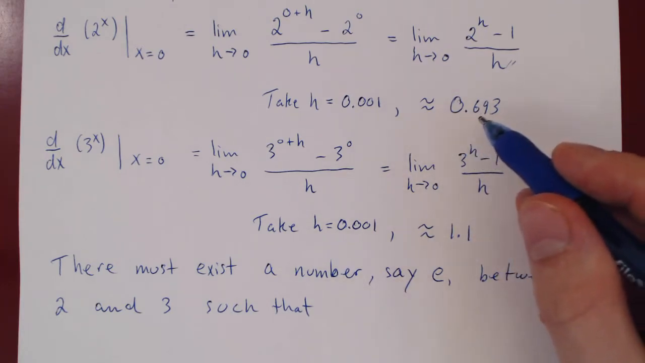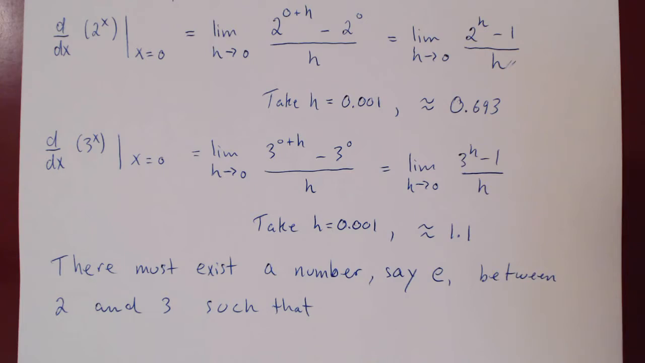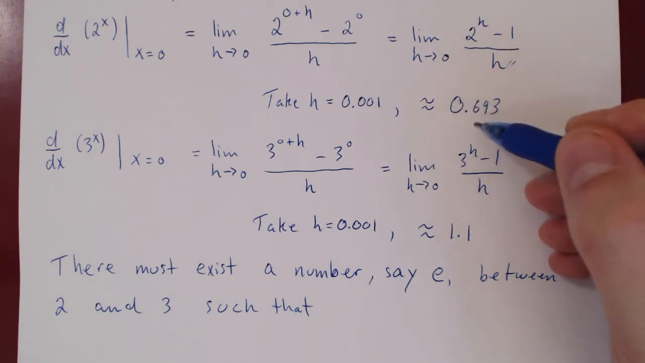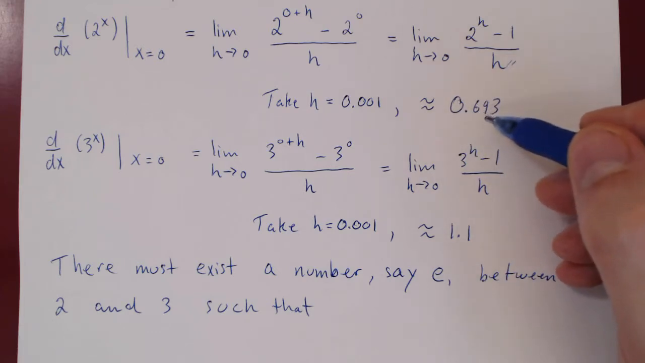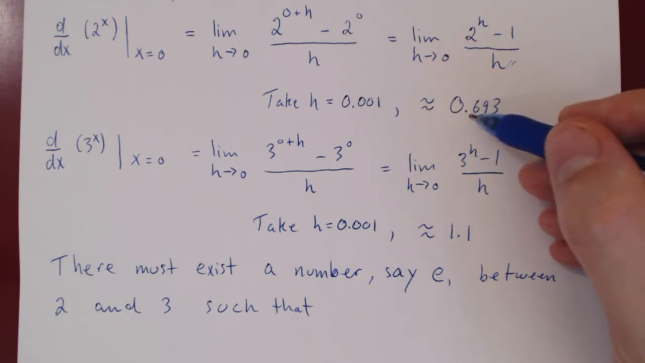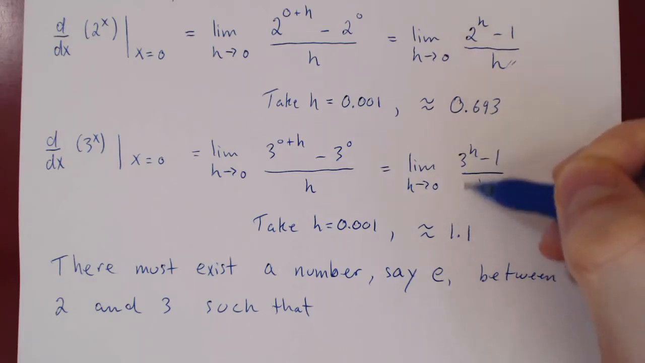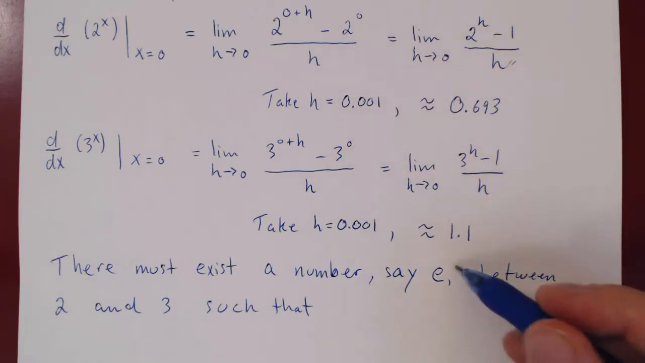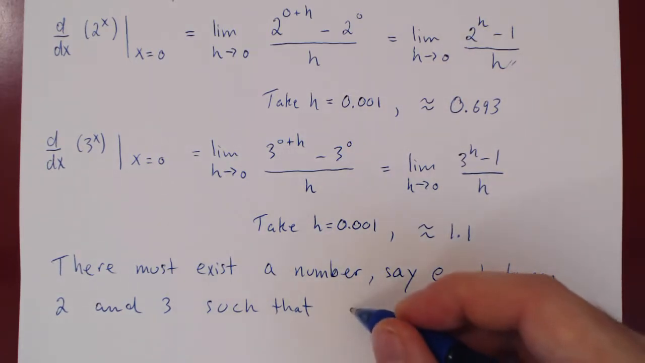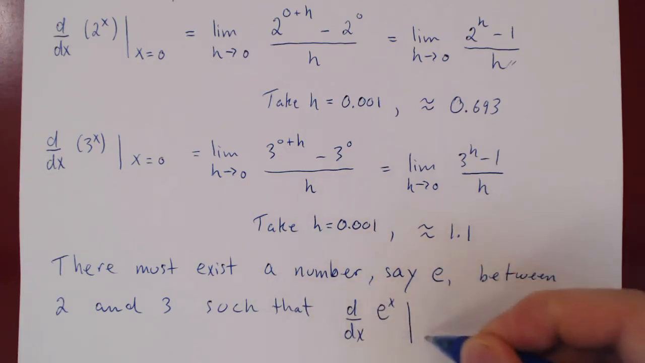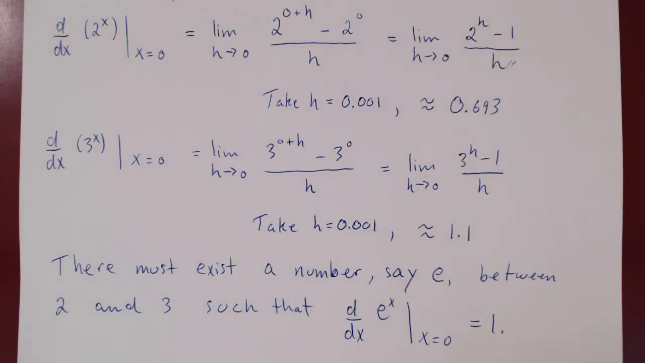So at base 2, you have 2 to the x has a slope of roughly 0.69 at x equals 0. As you gradually increase the base up to 3, there will be a point when you'll have exactly a slope of 1, and that's the number e, such that the derivative, the slope of e to the x at 0 will be exactly equal to 1.